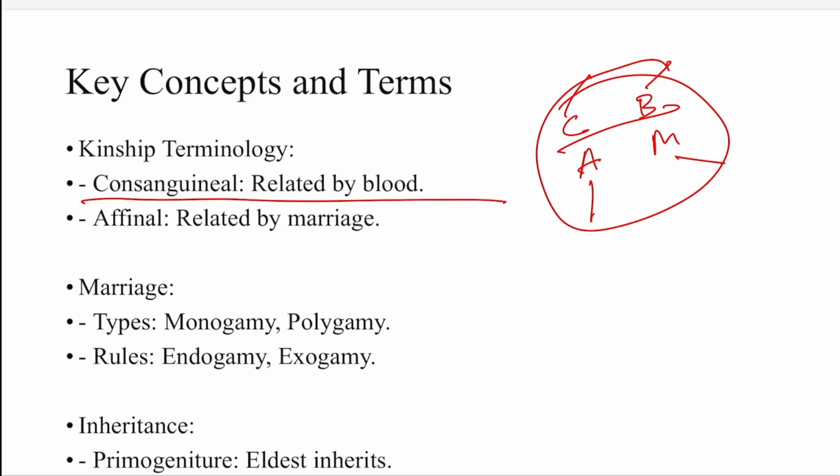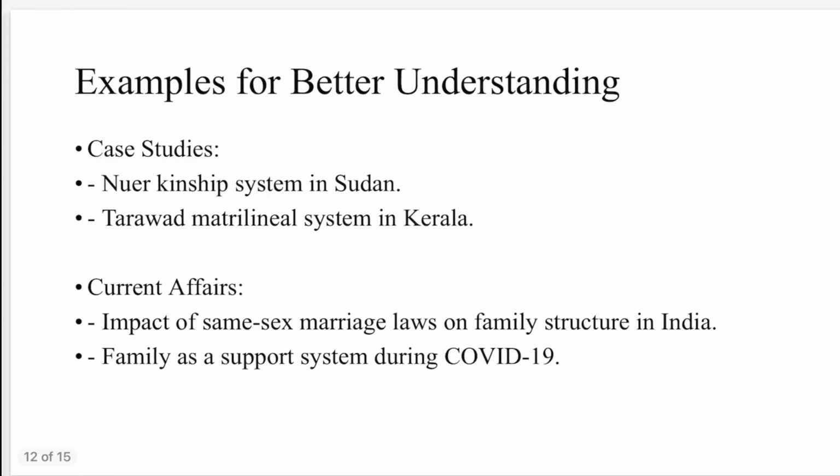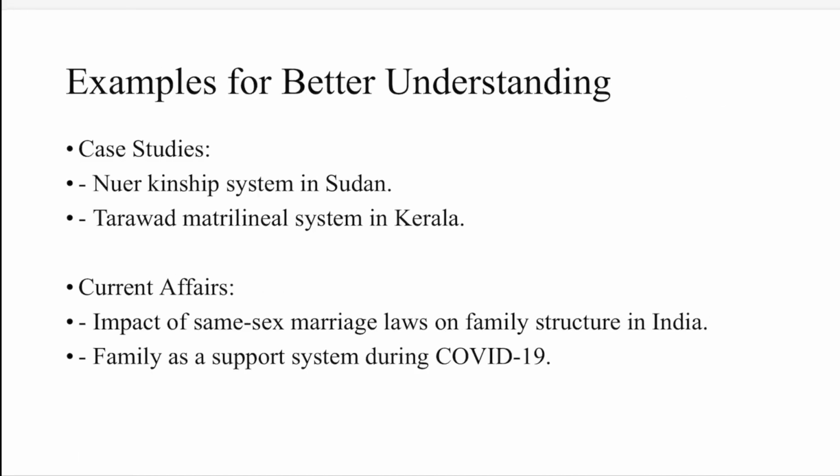Now in marriage, we have monogamy, polygamy, and the rules: endogamy and exogamy. We have inheritance, primogeniture, where the eldest inherits. So economic distribution is also part of the family, like inheritance and distribution of economic transactions. With primogeniture, the elders inherit the major portions. I will provide you some examples for better understanding.